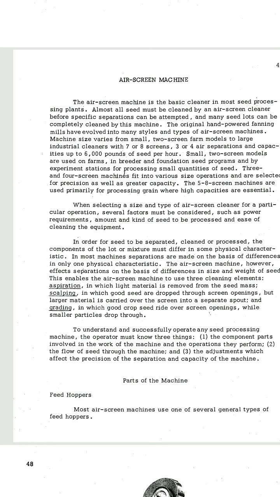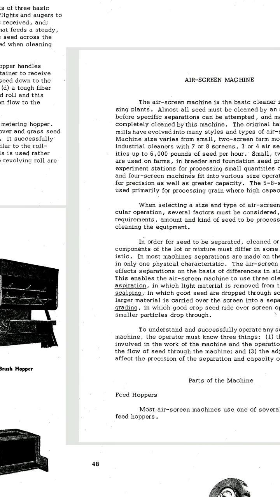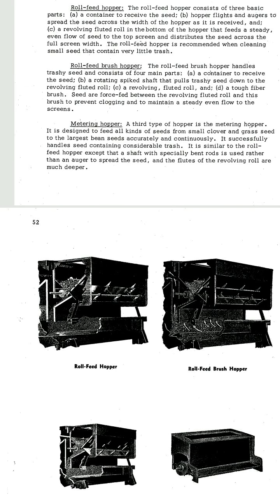Now the parts of the machine. Generally there are 7 to 8 parts of the air screen machine. The first part is the feed hopper. Most air screen machines use one of several general types of feed hoppers: roll feed hopper, roll feed brush hopper, and metering hopper.